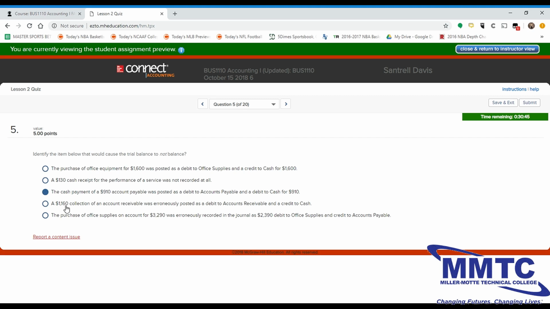A $1,160 collection of account receivable was erroneously posted as a debit to accounts receivable and a credit to cash. See? They said it was wrong, but does it mess up the trial balance? Nope, because he used the same number and you debited an account and you credited an account.